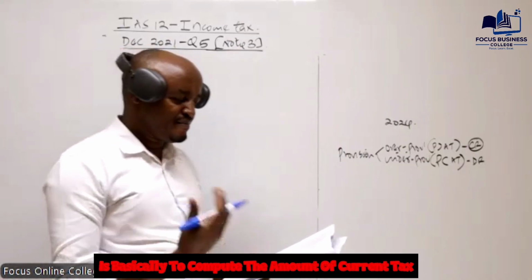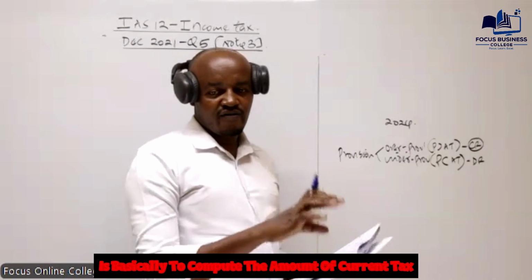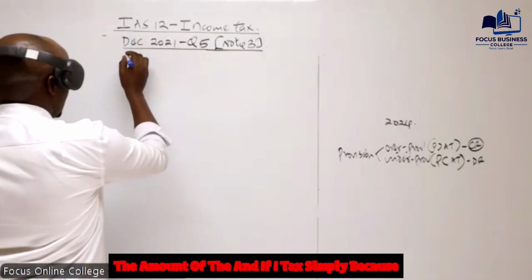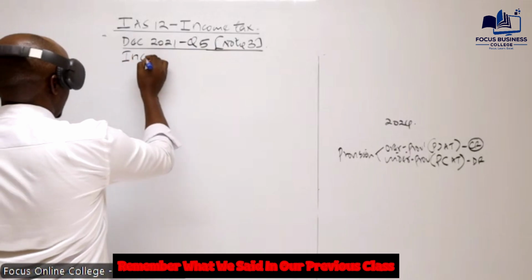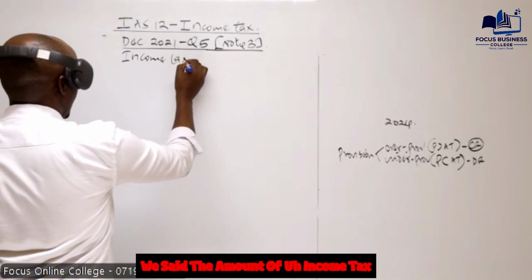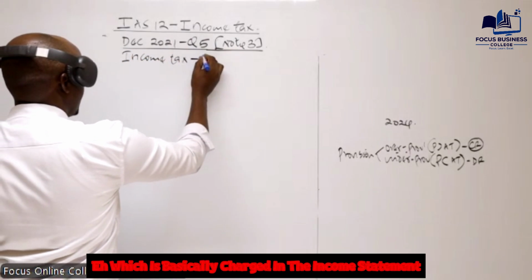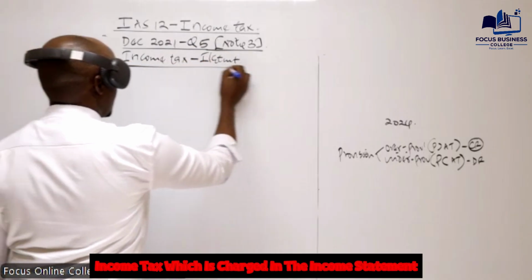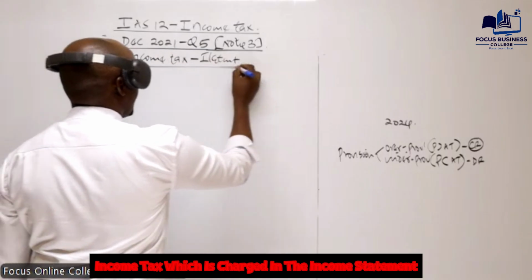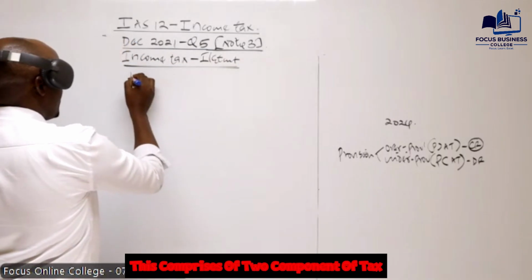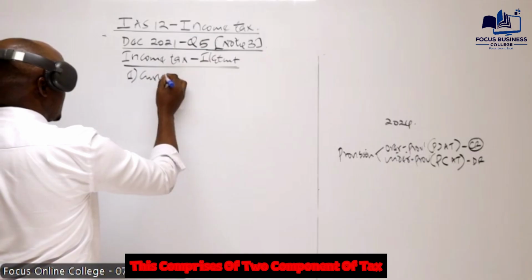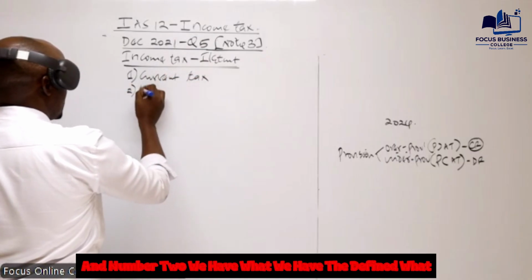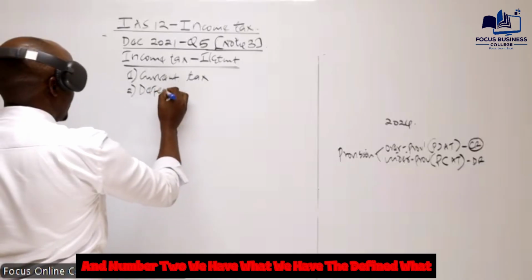So what we need to do therefore, as per the information we have in note number 3, is basically to compute the amount of current tax and the amount of the deferred tax, simply because remember what we said in our previous class. We said the amount of income tax which is charged in the income statement comprises two components of tax. We have the current tax. And number 2, we have the deferred tax.